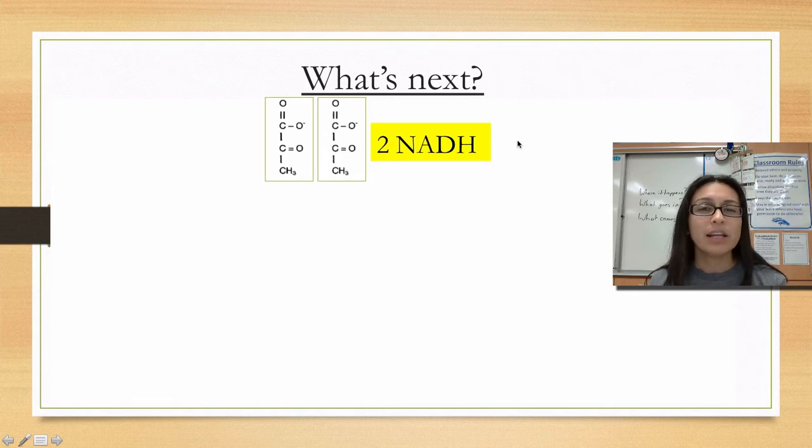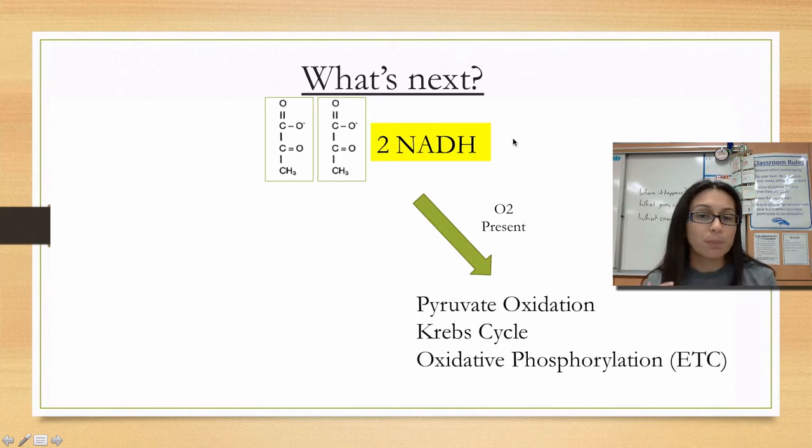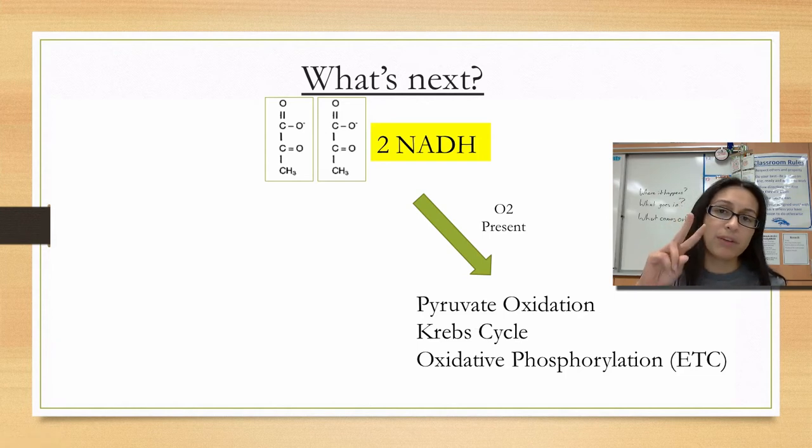So after that, it depends on if there's oxygen present or not. So where these two things go from here all depends on if there's oxygen present. So if there is oxygen present, your pyruvate and your NADH will be shuttled into the next 2 to 4 stages of cellular respiration. Now, depends on how you group them. Sometimes people put pyruvate oxidation with the Krebs cycle, so we say there's only 3 stages of cellular respiration. I like to break it into 4. So you have glycolysis 1, pyruvate oxidation, Krebs cycle, and oxidative phosphorylation.